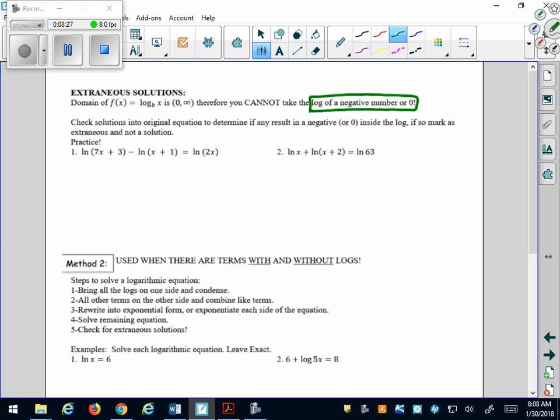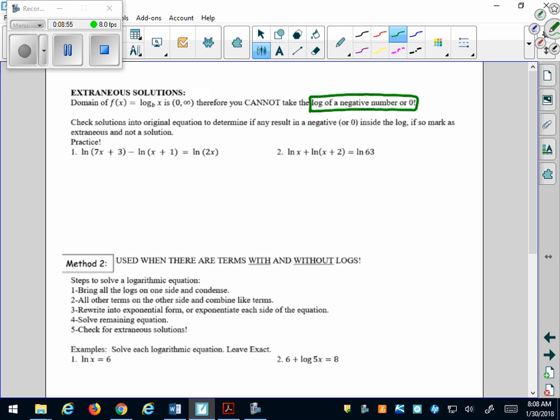So you cannot have log base b of 0 either. Something to what power equals 0? Because if we raise something to the 0 power, we get 1. So there's no way to raise something to a power and get 0. No way to raise something to a power and get a negative. So you cannot have x be anything but a positive number. Okay?